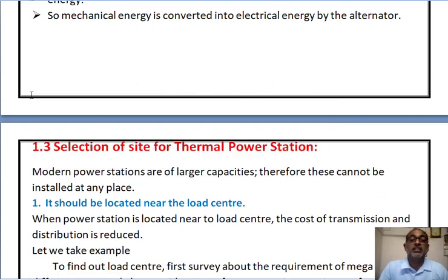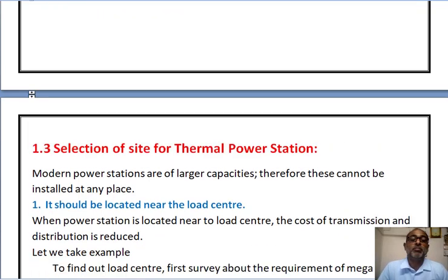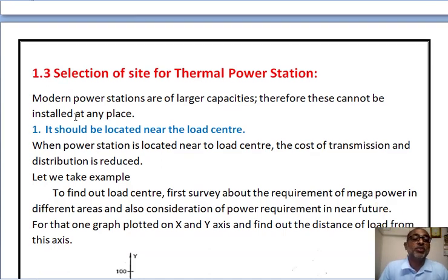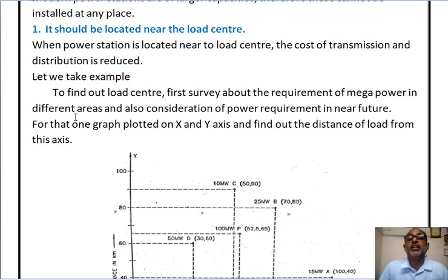Next, the selection of the thermal power plant. Modern power plants are of larger capacity, so they cannot be installed at any place. You have to consider some points for the selection of a thermal power plant. First, it should be located nearer to the load center. When the power station is located nearer to the load center, it reduces the cost of transmission as well as distribution lines.